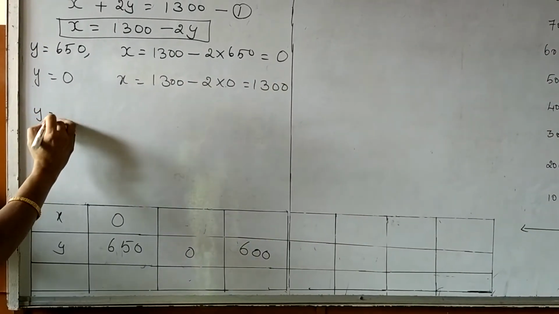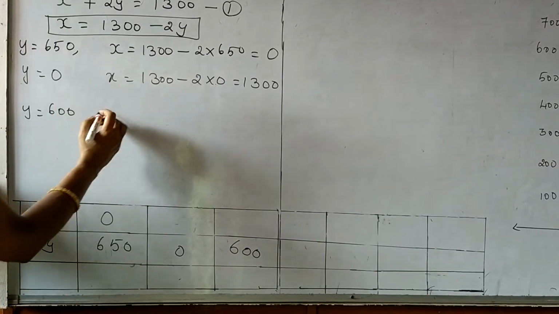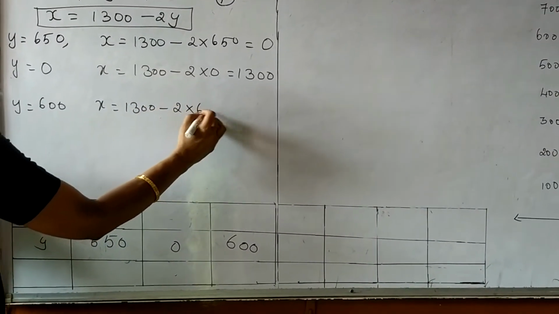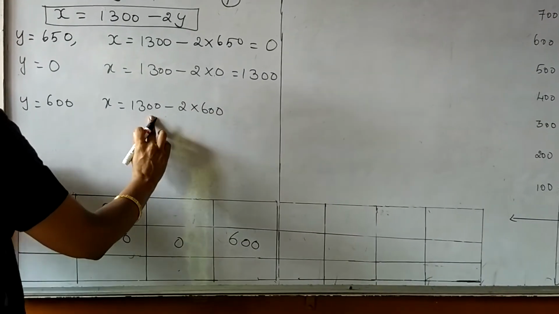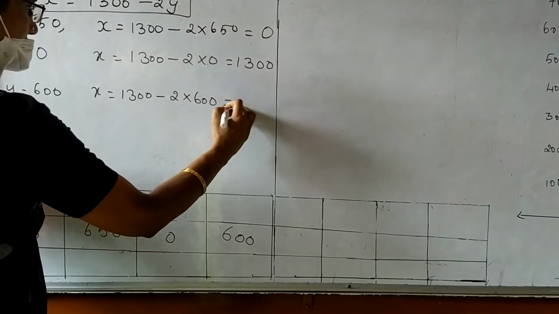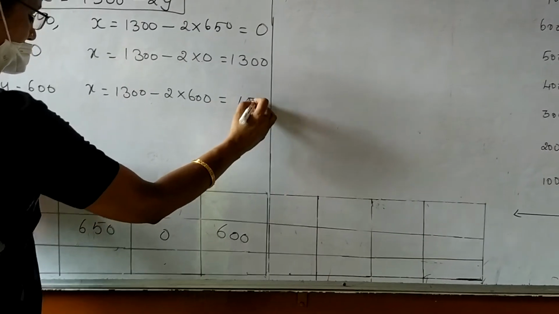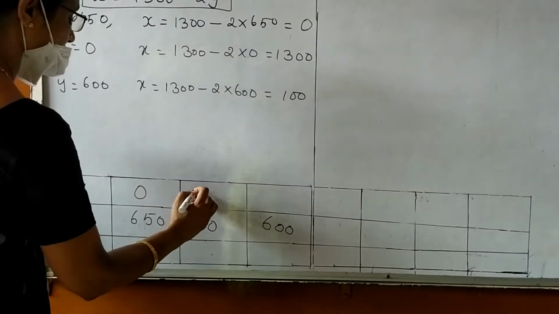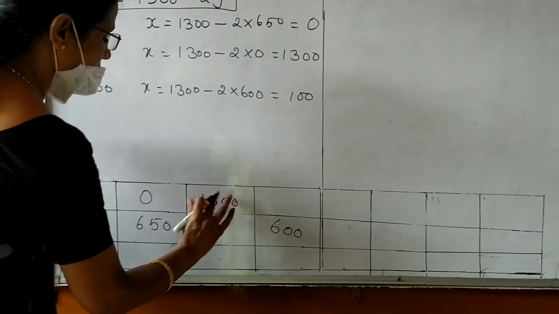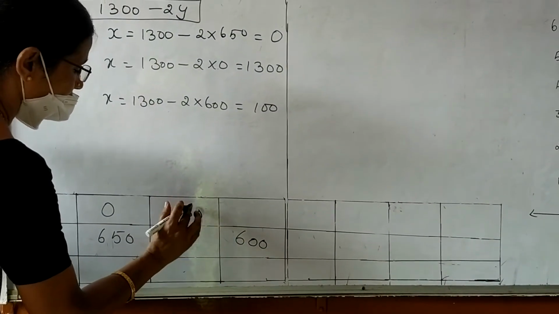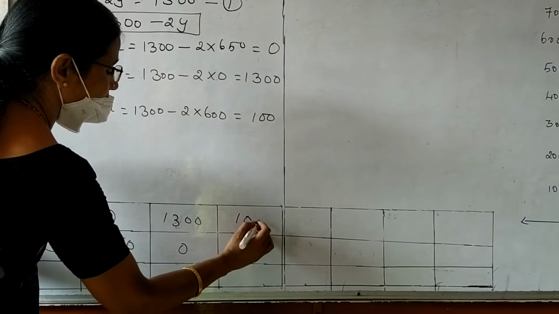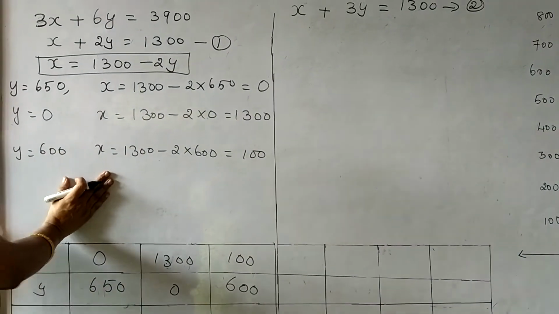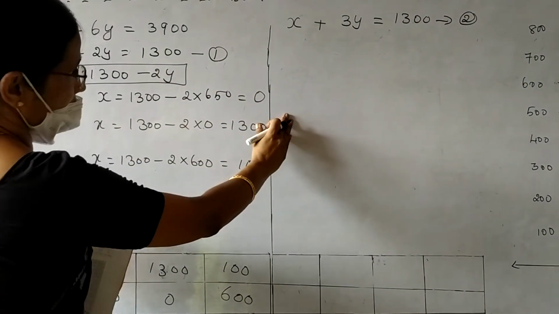Then I have taken Y as 600. So, X is equal to 1,300 minus 2 into 600. 1,300 minus 1,200 gives 100. So, the corresponding values let us substitute here. This is 1,300 and the final number we got is 100. So, we got the table and the equation for the first. Similarly, we are going to proceed with the second equation.